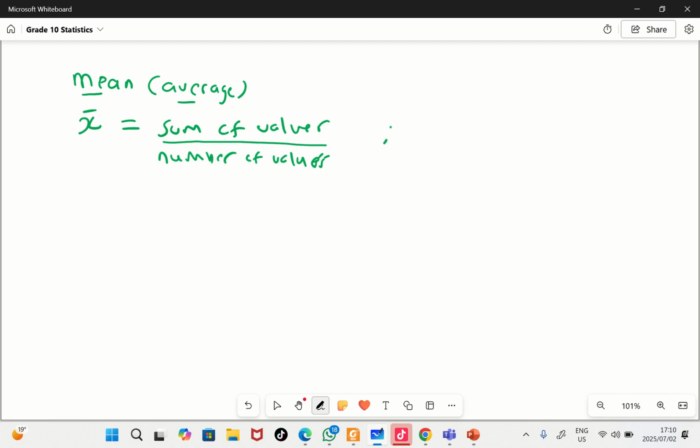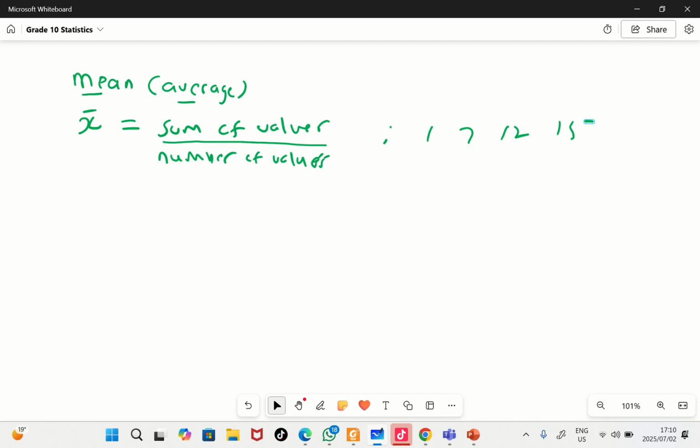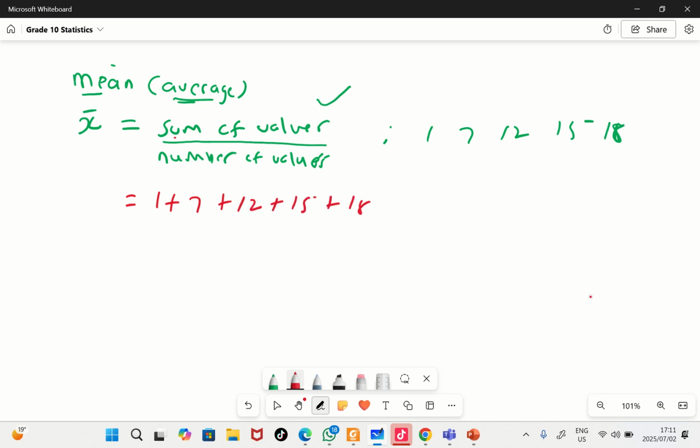For example, if they give you a list of numbers, 1, 7, 12, 15, 18, and they ask you to find the average or the mean of this data set, you then apply this formula and substitute and go, what is the sum of the values? Sum is adding all of the values, 1 plus 7 plus 12 plus 15 plus 18 over the number of values, 1, 2, 3, 4, 5. So we've got 5 values. You put 5 there. You punch that into a calculator. And yeah, please tell me the answer there. Do it for me quickly and tell me the answer.